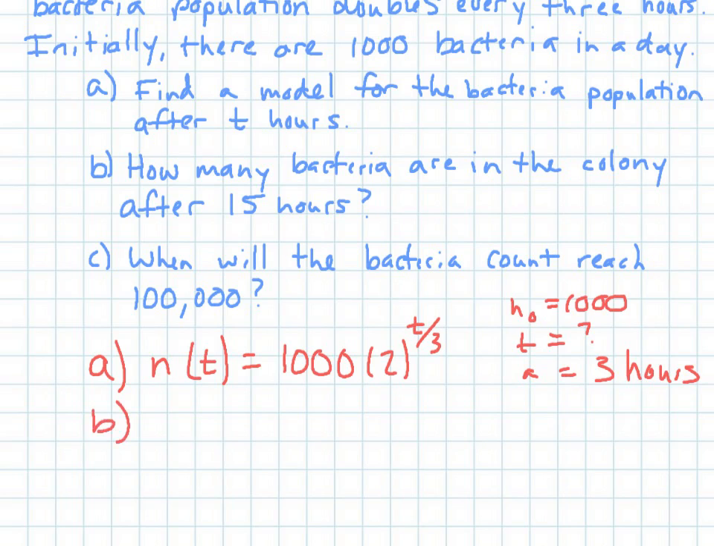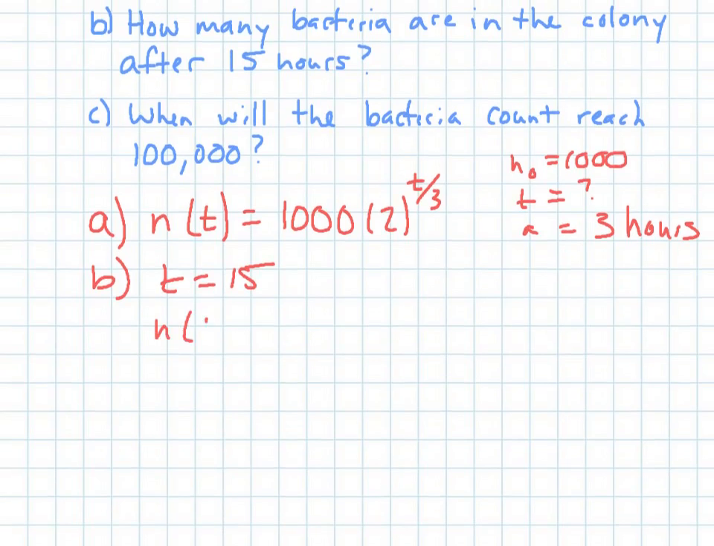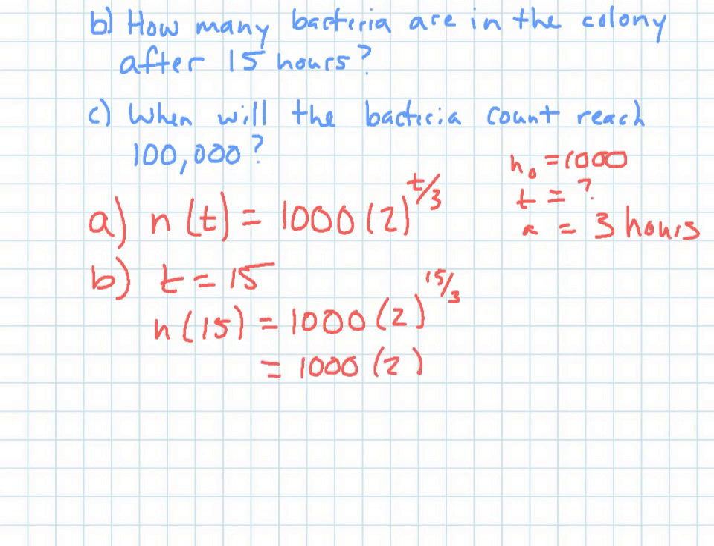So letter B now asks how many bacteria are in the colony after 15 hours. So that means that t is equal to 15. So n of 15 is equal to 1,000 times 2 to the 15 divided by 3 power. When I simplify this, that gives me 5, and 2 to the 5th would be 32. So then that gives me 32,000. So that would be the answer to letter B.